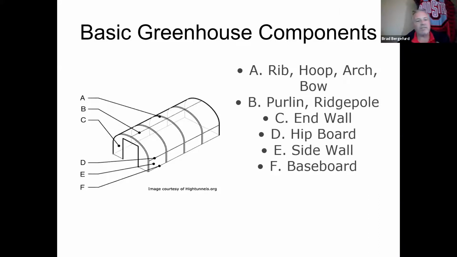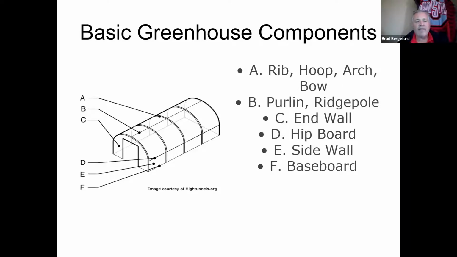And then you have your end walls. On each end of your tunnel, you're going to have some type of end wall. That can be poly, it could be plexi, it can be wooden, it can be an overhead door. Lots of ways to do end walls. And again, we're not going to get all these details today, but at least you'll have a basic idea what a high tunnel is.